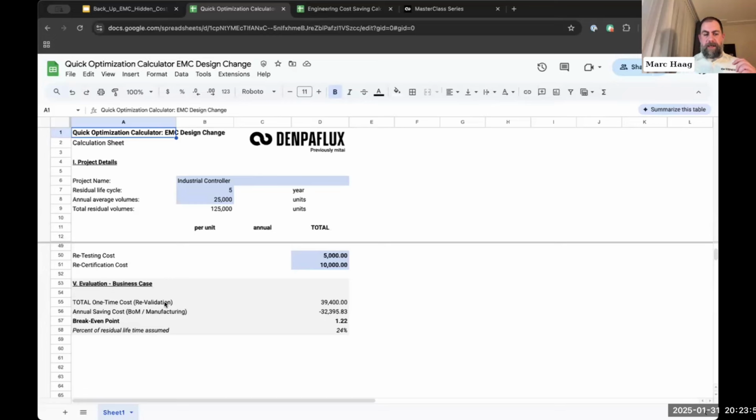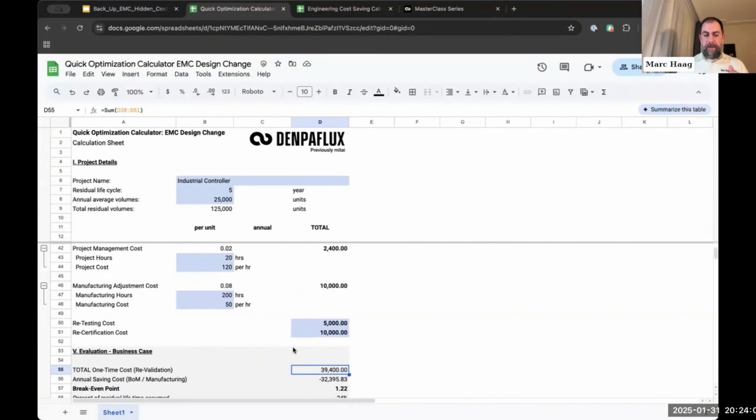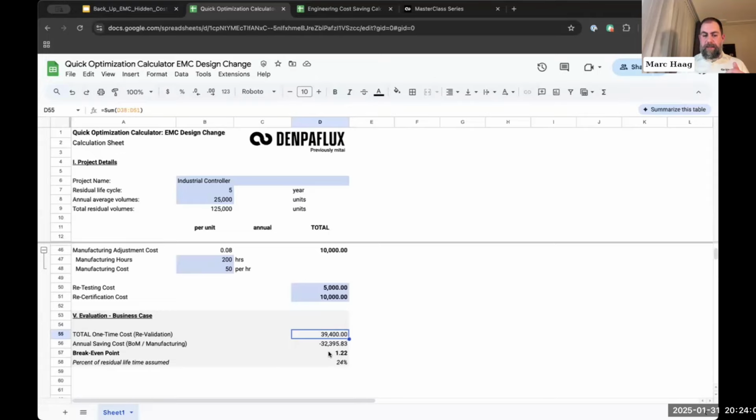It is really easy that you get two answers. You see how much is your one-time cost, because you have to engineer it, you have to manage it, and you have to later adjust your manufacturing process as well. And when is the break-even point, right? So here the saving is 32,000 euros. We have to spend 40,000 euros. So after 1.2 years, there's a break-even point, which is 24% of your residual lifetime. It should give you enough that you can go with a confident feeling into this and say, I want to go down the road and understand what is going on with my product here.